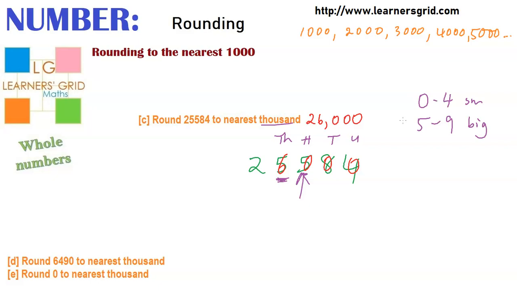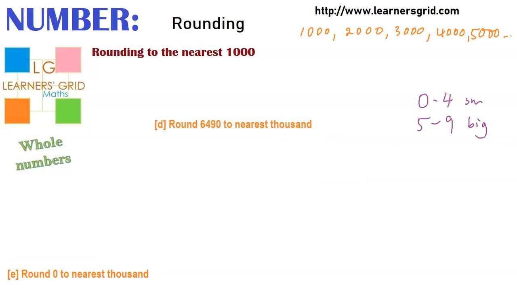Let's have a look at question D. Here we're being asked to round 6,490 to the nearest thousand. So let's find where the thousands are: units, tens, hundreds, and here's the thousands right here. This digit becomes our target digit. We go one place to the right to our indicator digit. It's a 4, and a 4 is small, so this 6 can stay a 6. Now everything else has to become 0. So the answer is 6,000.